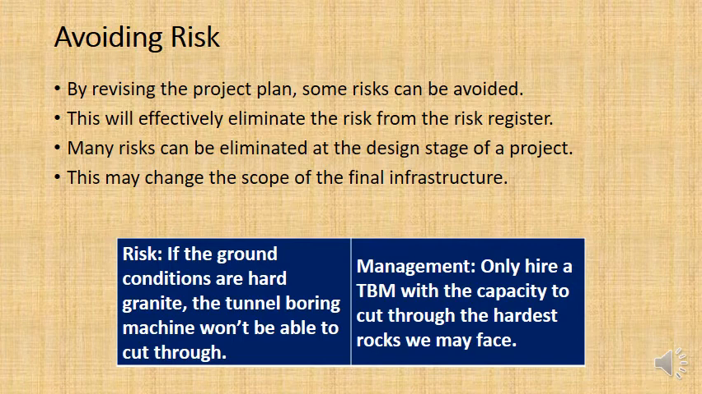So here's just an example. The risk of the ground conditions being hard granite, that will mean that the tunnel boring machine won't be able to cut through. So the management solution is to only hire a tunnel boring machine that has the capacity to cut through the hardest rocks we may face. So there was a 25% chance we might hit hard granite, but hey, let's get in a really strong tunnel boring machine just in case we face it.